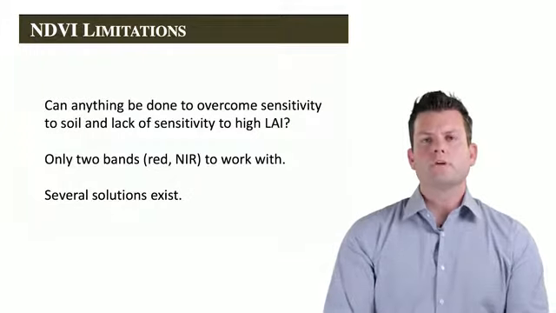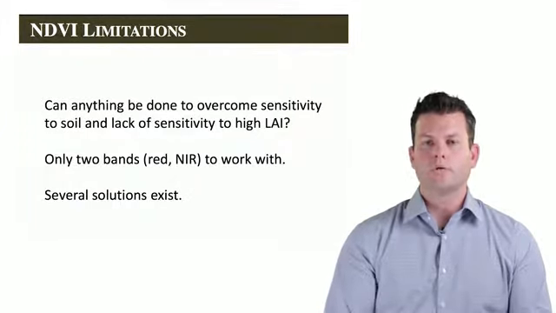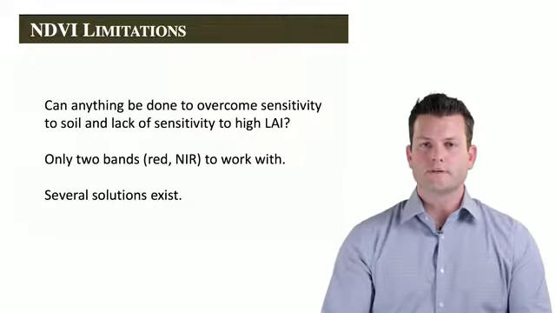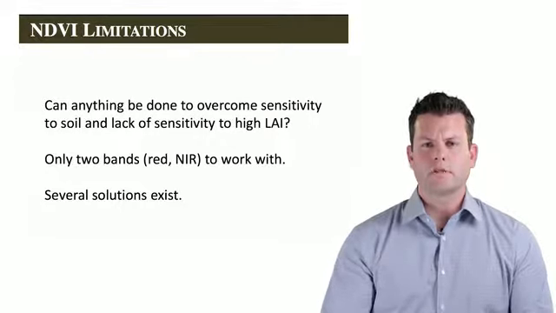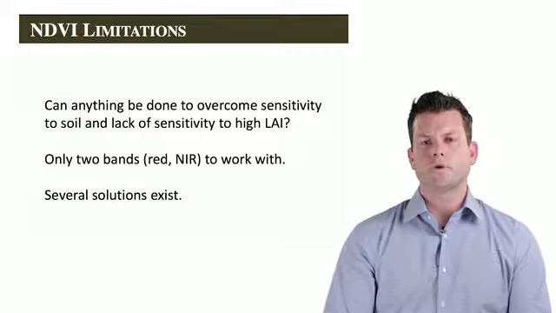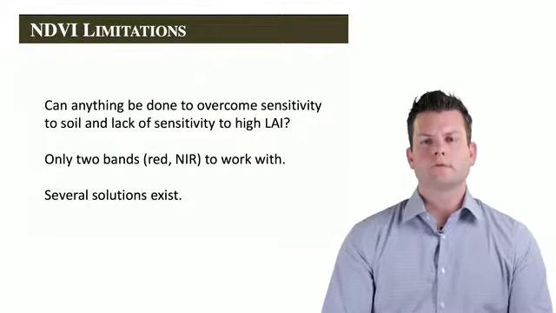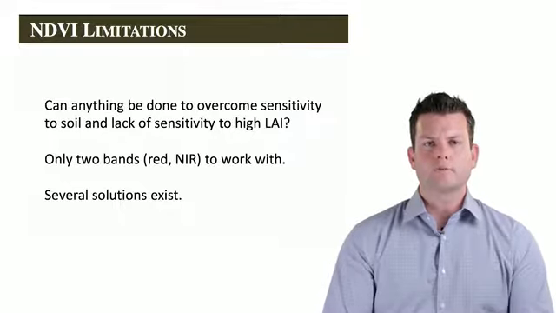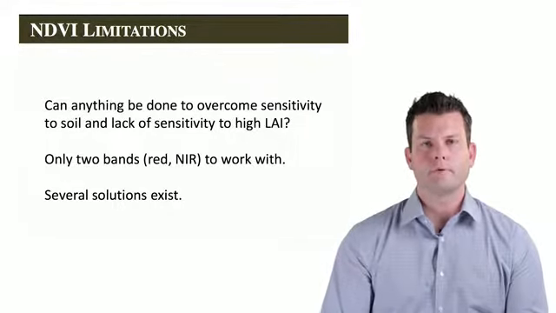So is there anything that we can do to overcome both the sensitivity of NDVI to soil as well as improve the sensitivity of NDVI to high amounts of leaf area index, or LAI? One of the things that hinders us here is that we only have two bands to work with in the red and the near infrared regions of the spectrum, so we're already limited by the amount of information we have. However, several solutions do exist, and I'd like to spend the rest of my time talking about a few of those.